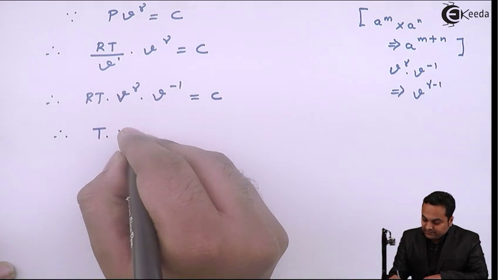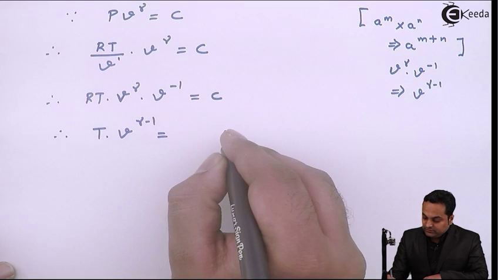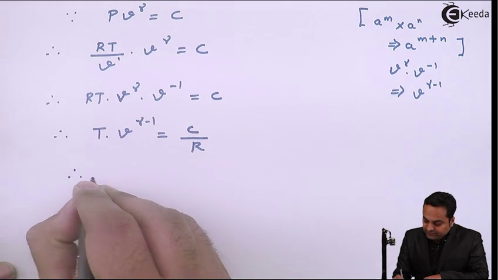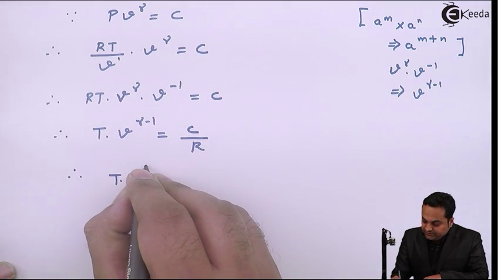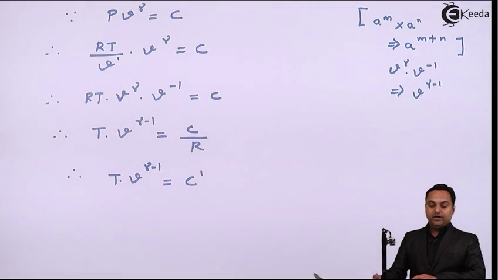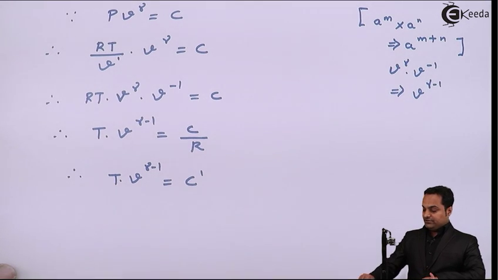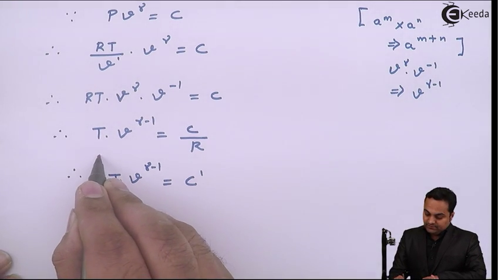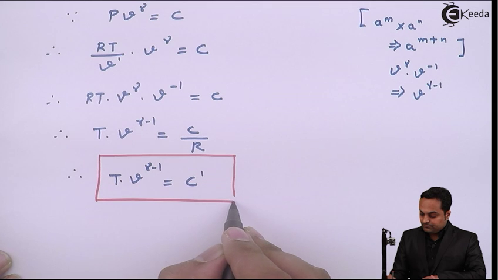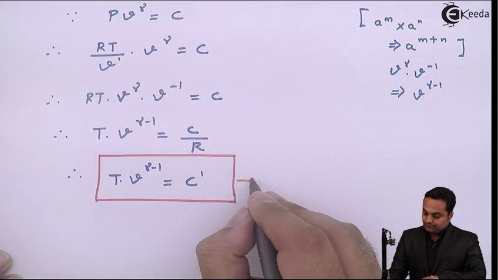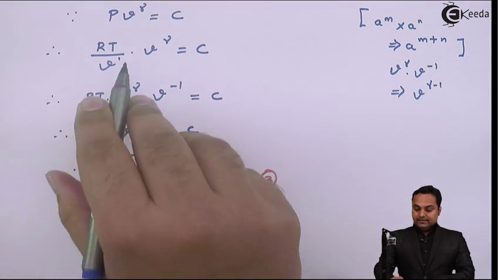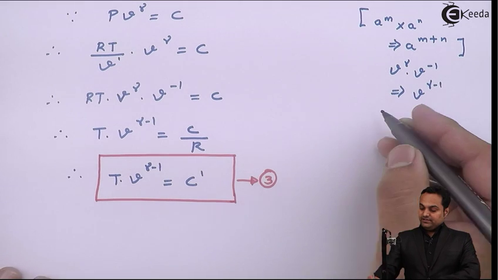So in place of this I can write v raised to gamma minus 1 is equal to C upon R. I'll shift R here, so that will give rise to another constant which I'll say is C dash, and this C dash is equal to C upon R. So from this I get the first relation, and here I'll keep this as equation number 3.